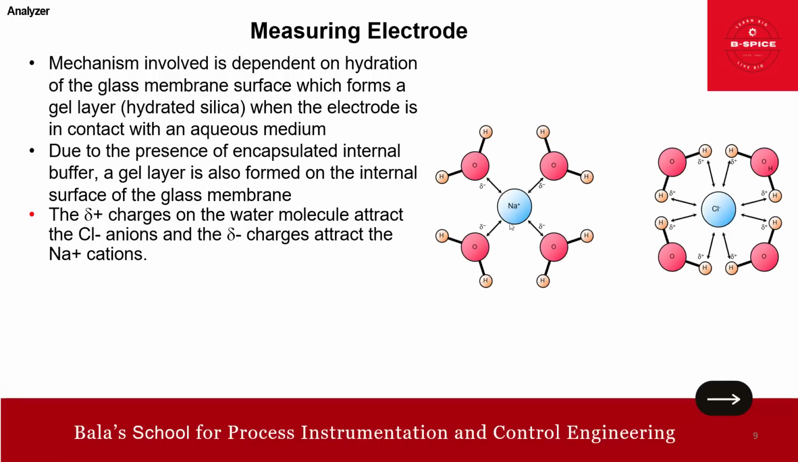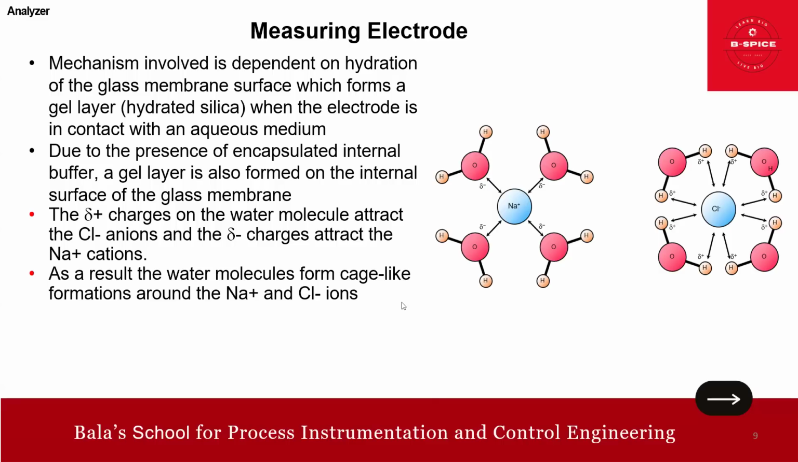As you can see here, maybe I'll go here. You see the positive charges, they attract the Cl minus. You see the arrow pointing towards it, right? It's Cl minus. Then you have the negative charges that attract the Na plus ions. So this is the mechanism involved.